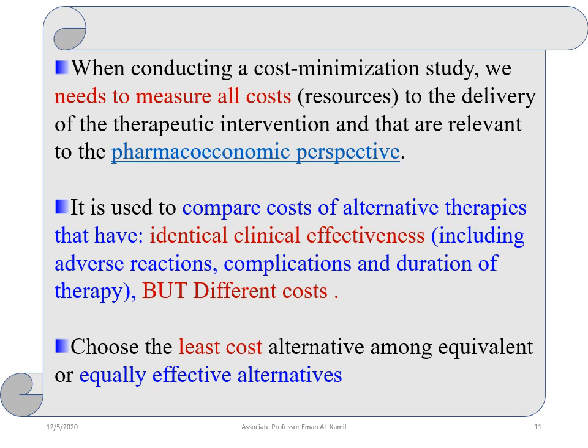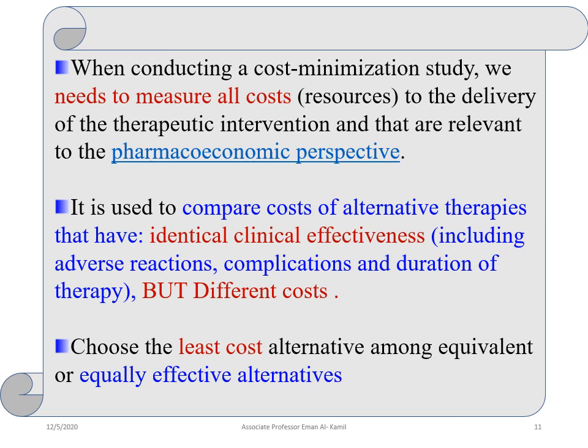When conducting a cost minimization study, we need to measure all costs, all the resources used in the production and delivery of the therapeutic intervention that are relevant to the pharmacoeconomic perspective. So we are going to compare the two alternatives or two drugs by their cost, and we are going to choose the lowest cost.